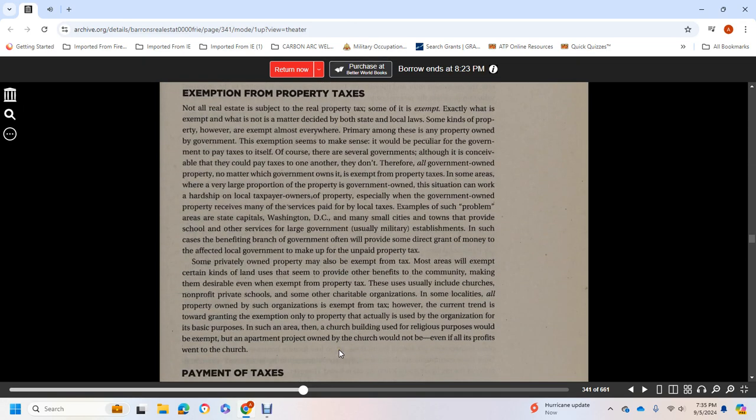Exemption from property tax. Not all real estate is subject to real property tax. Some of it is exempt. Exactly what is exempt is decided by both state and local laws. Some kinds of property, however, are exempt almost everywhere. Primary among these is property owned by government.